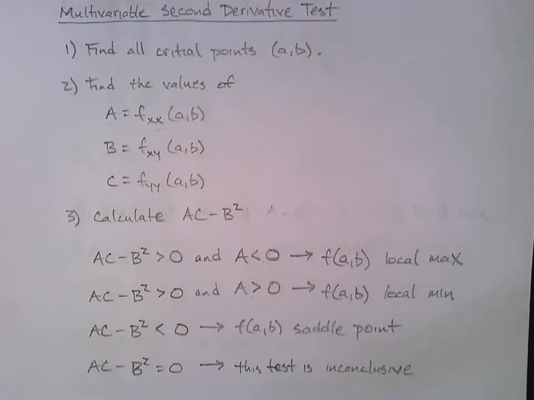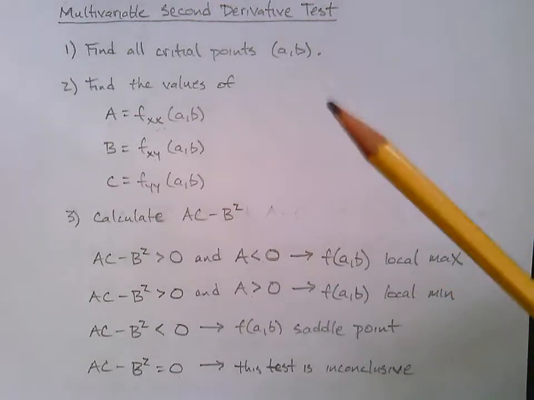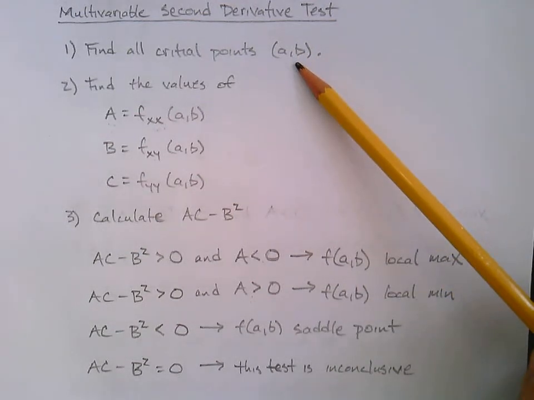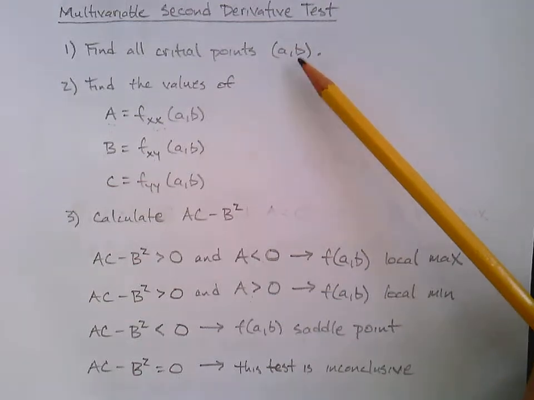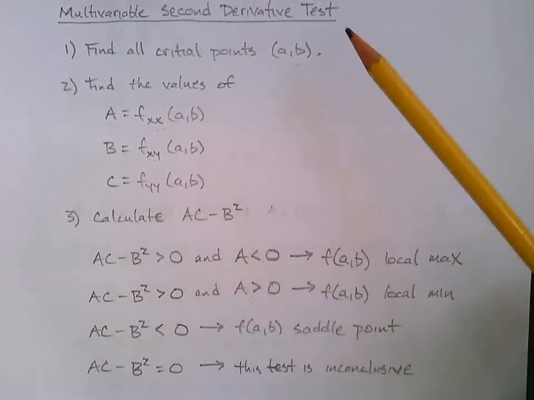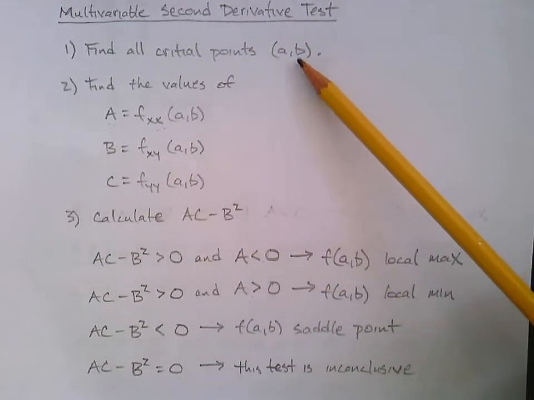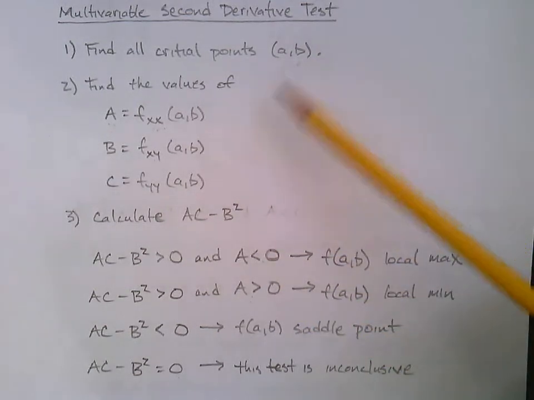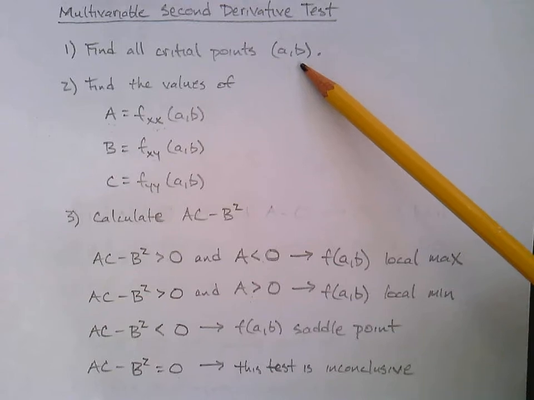Example coming up. Here was our multivariable second derivative test. Just to review and have it here at the beginning, we're going to begin by finding our critical points (A, B). That's where the first partial derivatives both equal 0. This is going to take the most time. Just finding these critical points, actually from all of it, I mean, it looks really intimidating, but that takes the most time in this test.